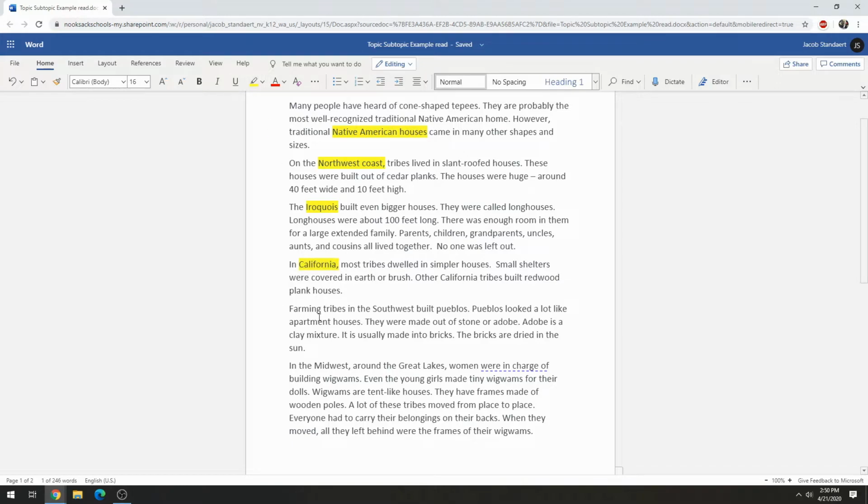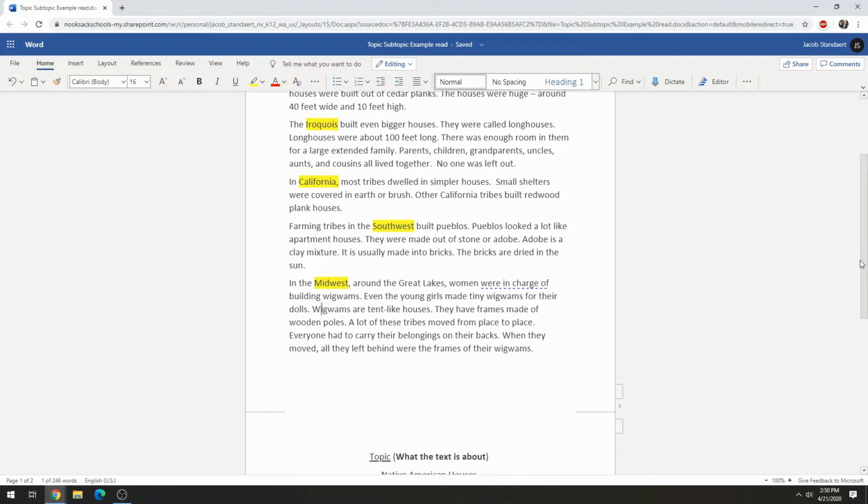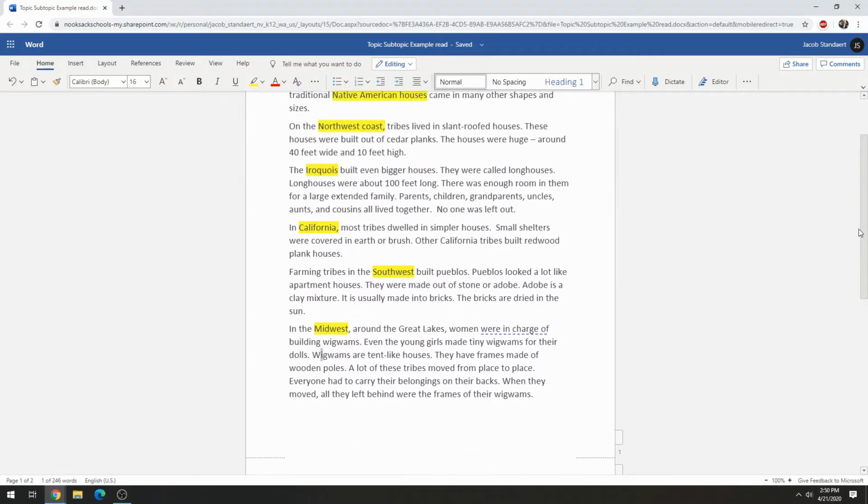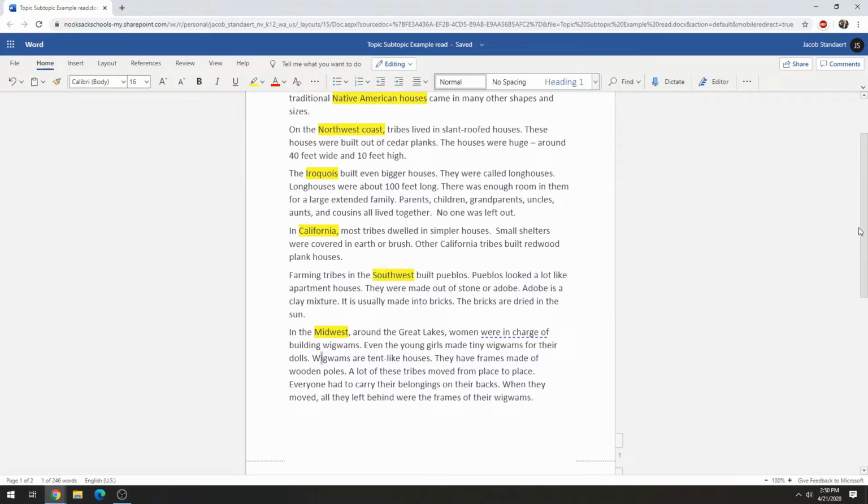We've got the California tribes. We've got the Southwest tribes. And each one of these tribes built their houses in different ways, depending on their culture and environment. So I've got some different ways of breaking this up. Thinking about this, I've got 1, 2, 3, 4, 5 different sections of this text, and they're all about different Native American houses. So my subtopics would be the different types of Native American houses.